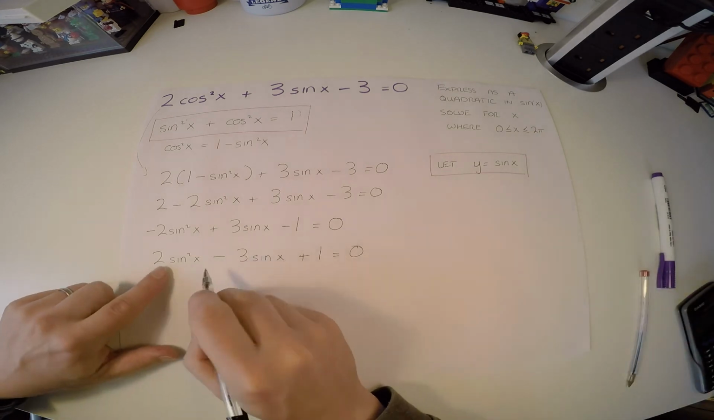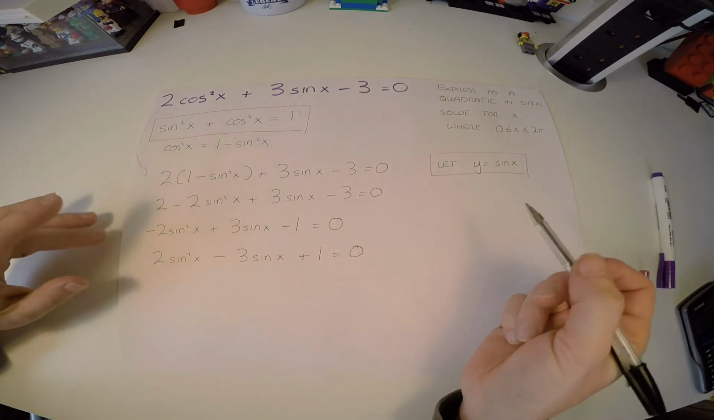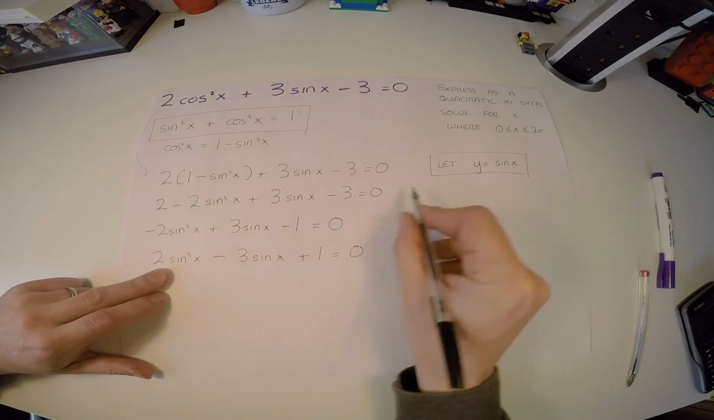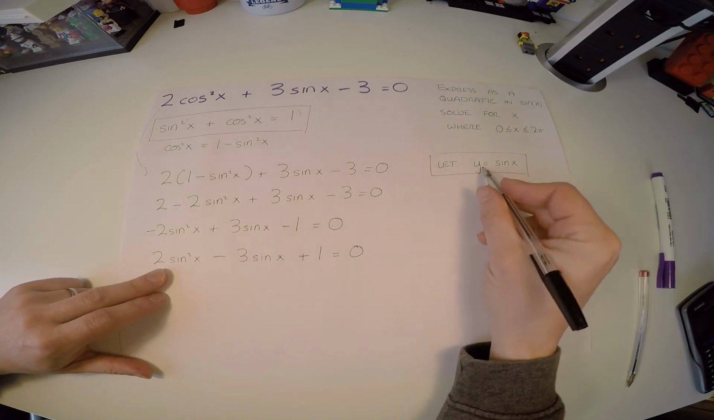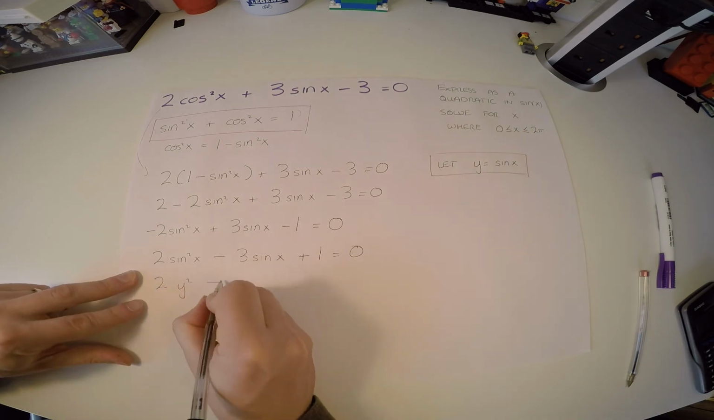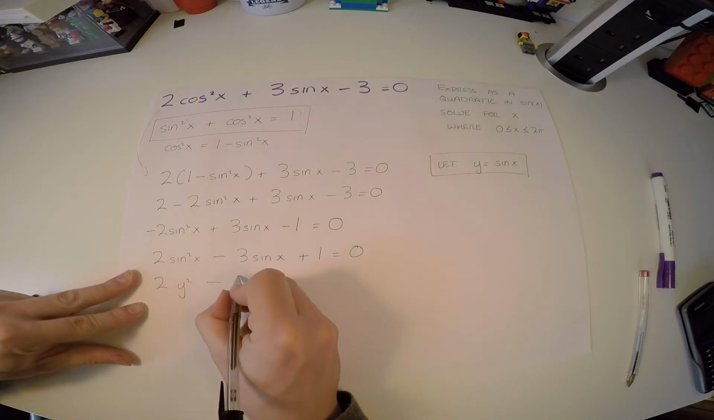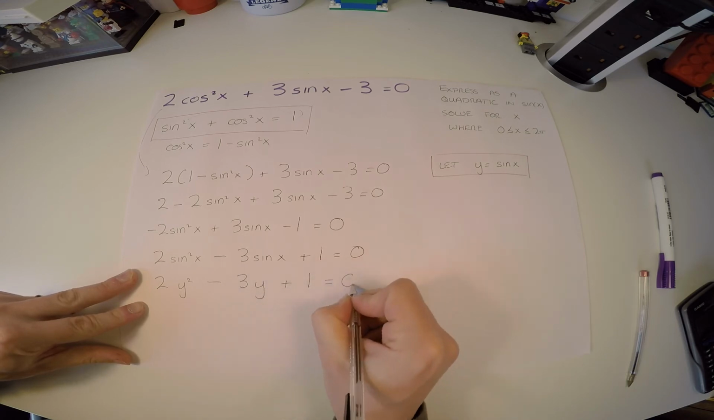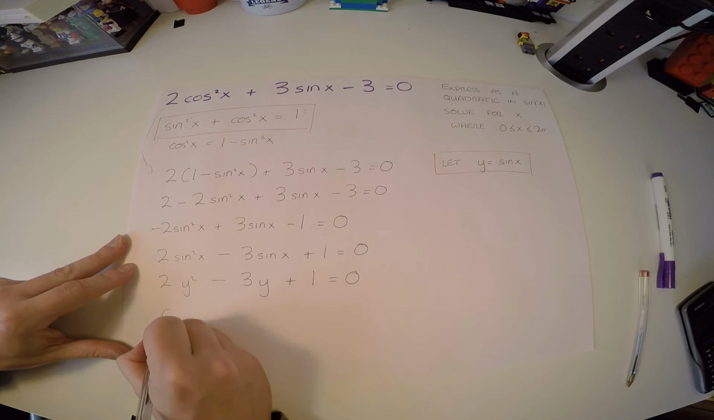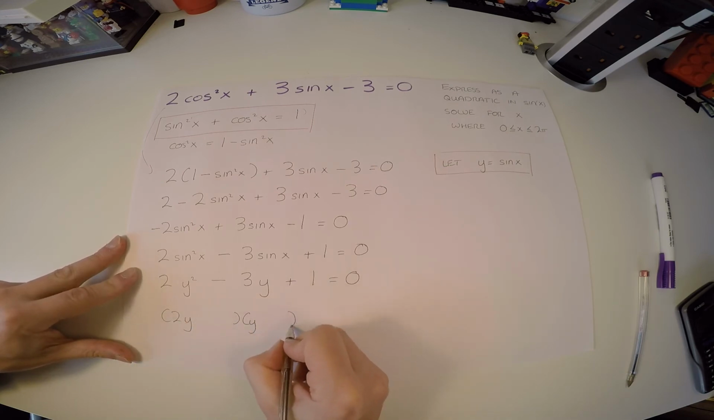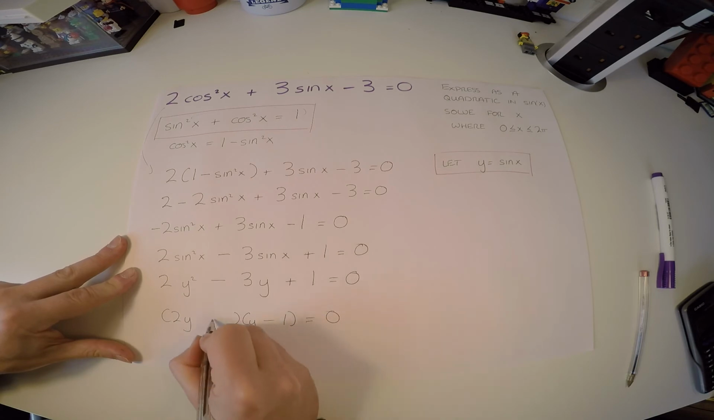That's fine. Now remember, sine squared x is sine x squared, as I explained a couple of minutes ago. So sine squared x is now replaced by y squared. So that's going to be 2y squared. Sine x is, of course, replaced by y. 3 times y plus 1 equals 0. Now can we solve this? Yes, we can. 2y and y equals 0, and minus 1 and minus 1.